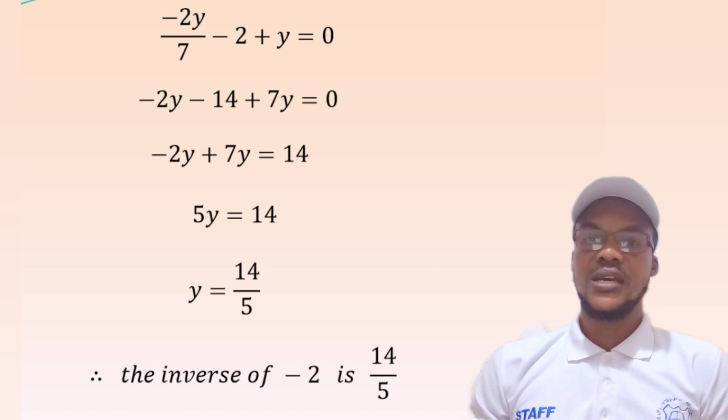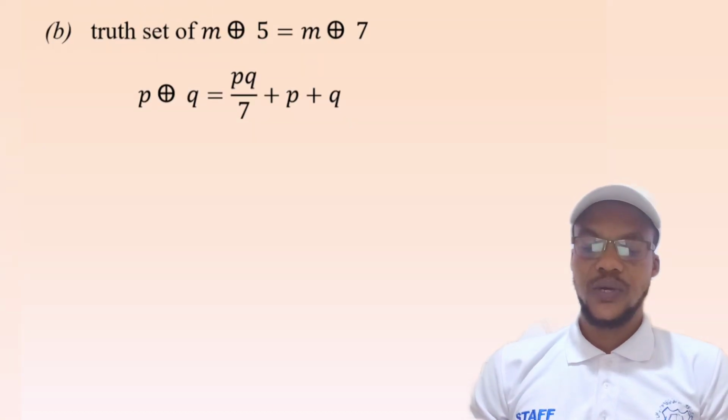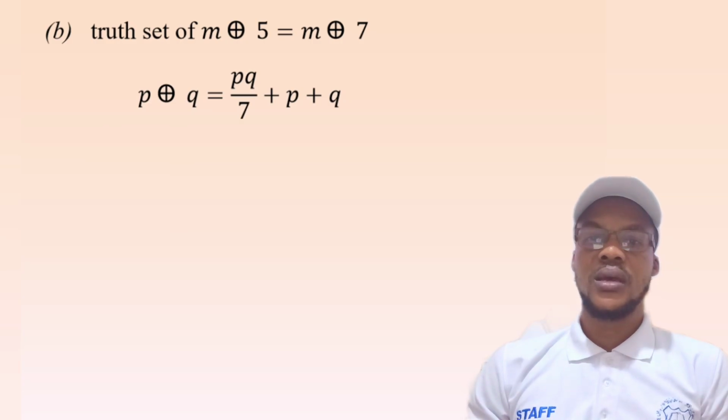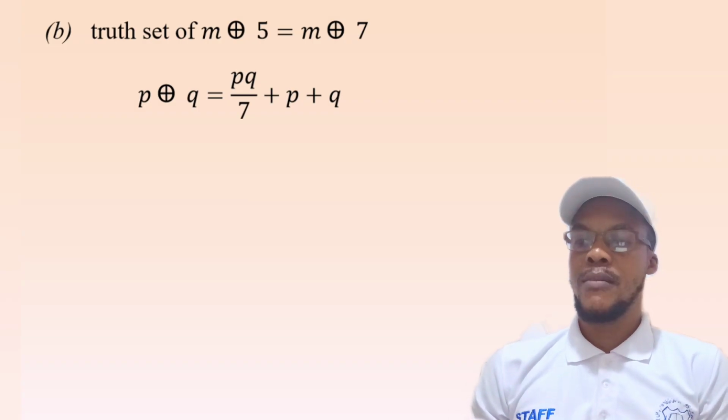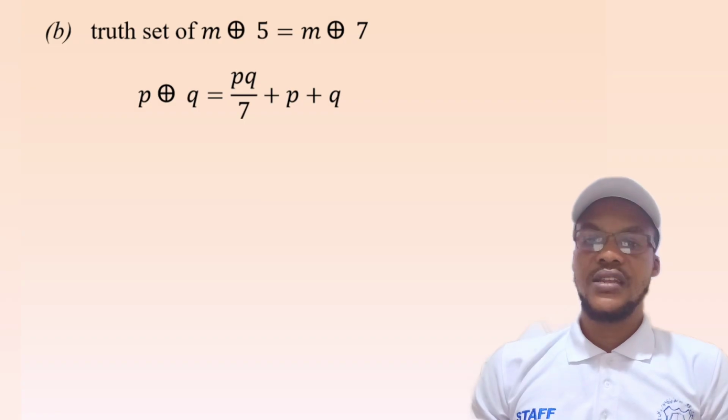Now let's look at the other part, the B part. For B, we are to find the true set of M operation 5 is equal to M operation 7, and we know that this is the rule given as P operation Q is equal to PQ divided by 7 plus P plus Q.